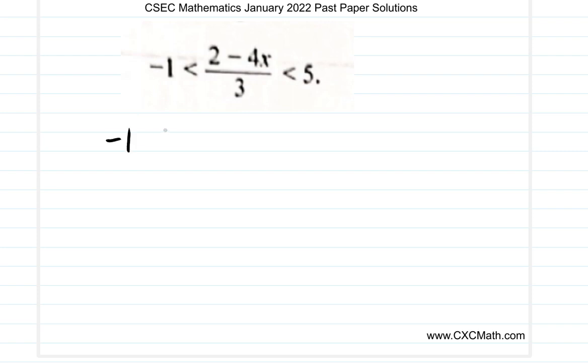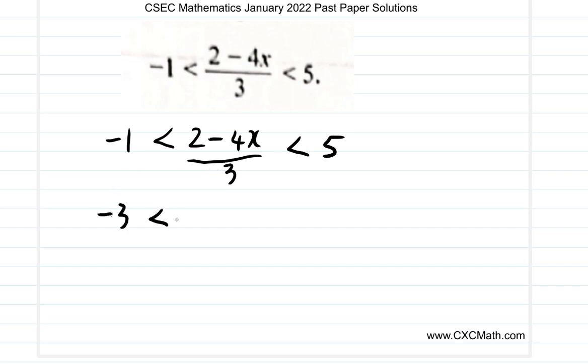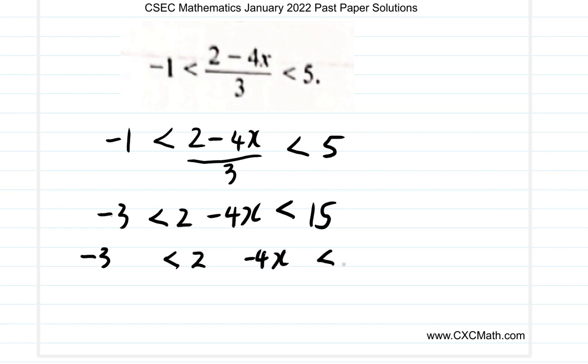So negative 1 is less than 2 minus 4x over 3, which is less than 5. If you multiply by 3, you get negative 3 is less than 2 minus 4x, which is less than 15. Alright. Subtract 2. Well, it's not both sides this time, it's all three sides. If you do that, you have negative 3 less than 2 minus 4x, which is less than 15.